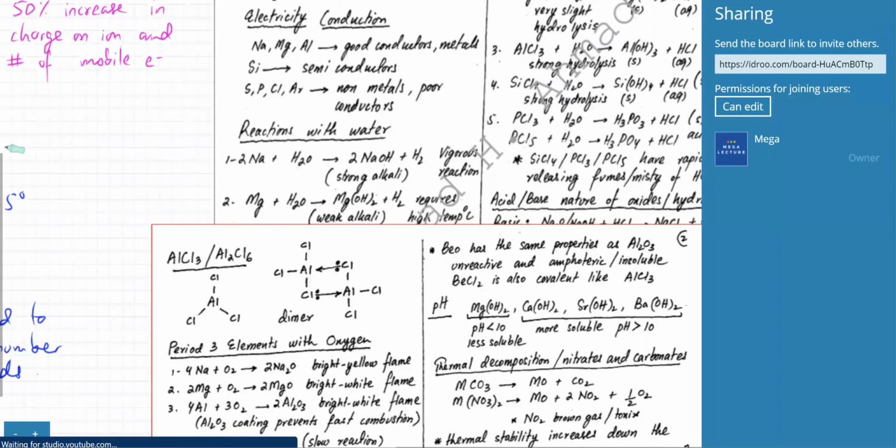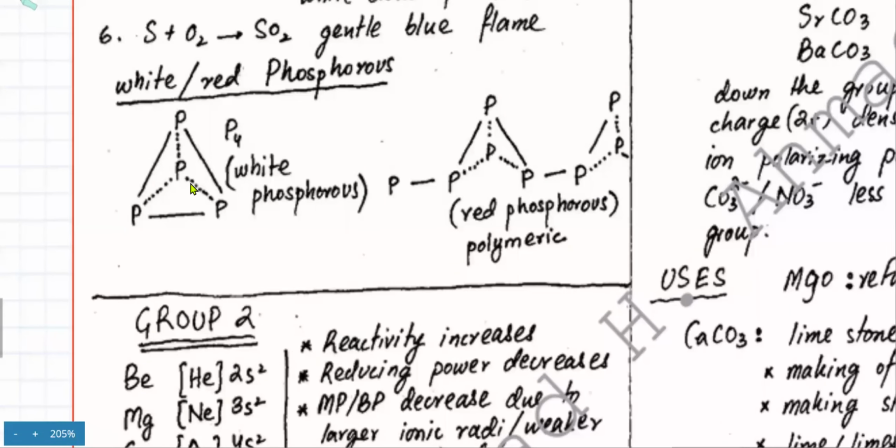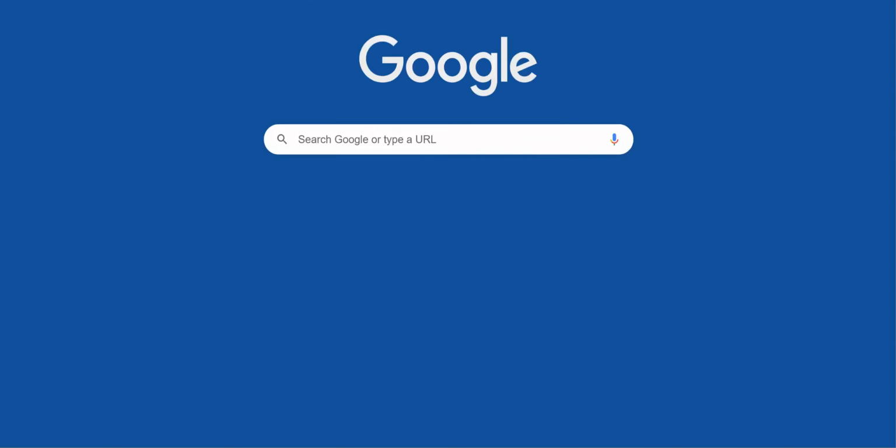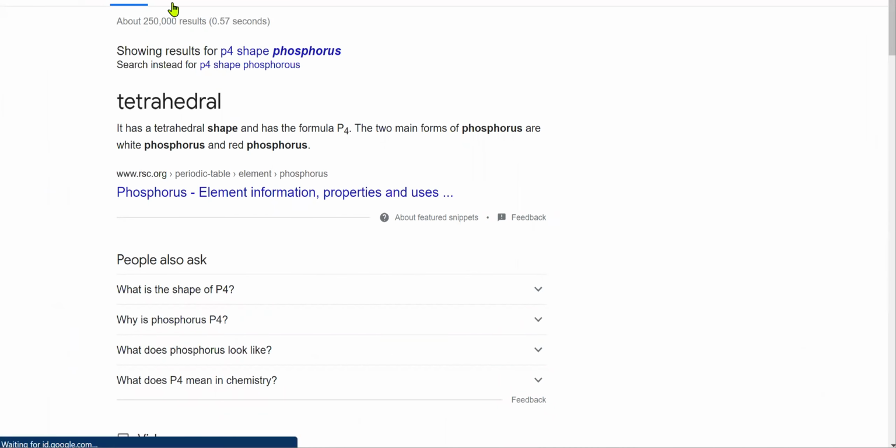Just one second. Let the board load. So P4 is actually given over here in the sheet. There is white phosphorus, which is four phosphorus atoms all bonded to each other, and it has this pyramidal shape. Every phosphorus is bonded to three atoms. Let me show you the actual three-dimensional structure. Hopefully, this is what P4 looks like.